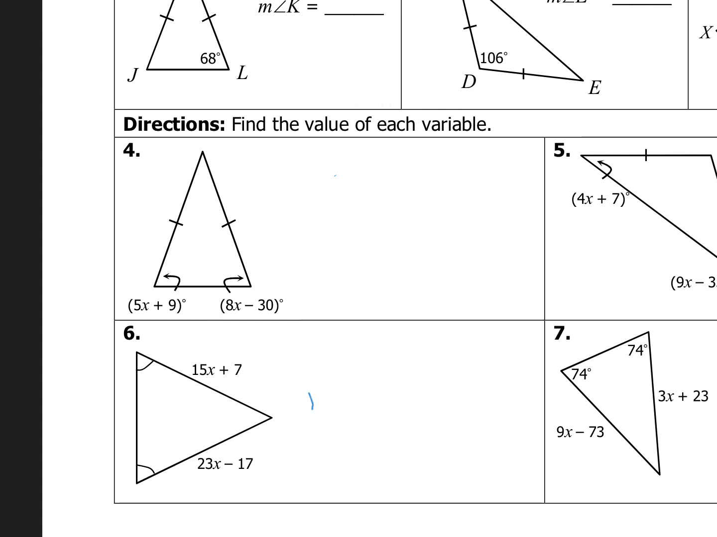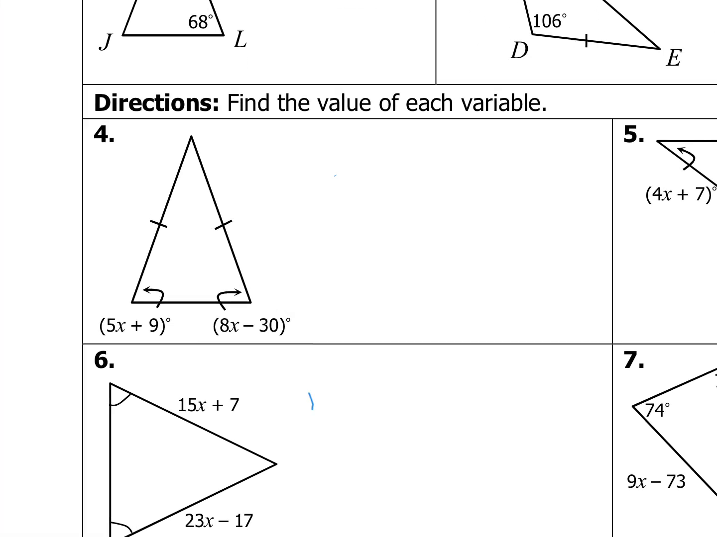All right, let's look at another example, like number 4. So on number 4, this one is giving us a little bit different setup. So I see that the legs are congruent, which means these base angles have to be congruent. So that means these two pieces have to be equal to each other. So we're going to set up our equation. And we're going to have 8x minus 30 equals 5x plus 9. Okay, so they have to be congruent, so they're equal to each other.